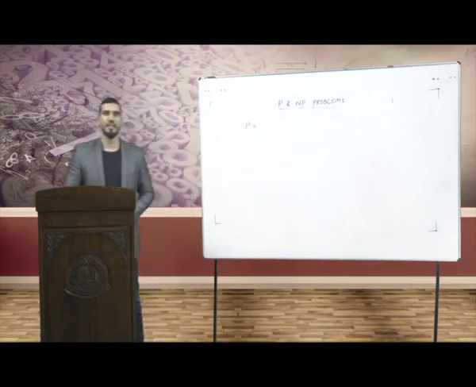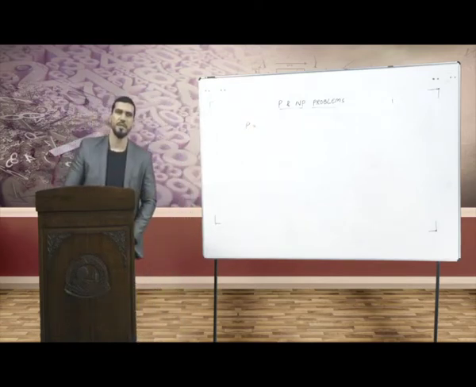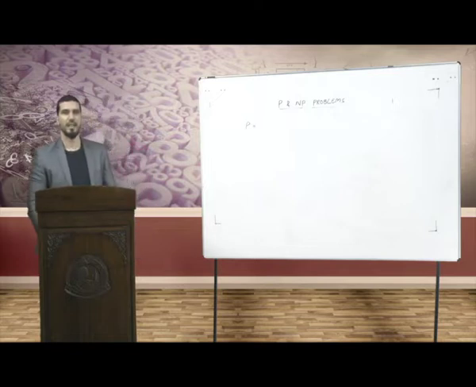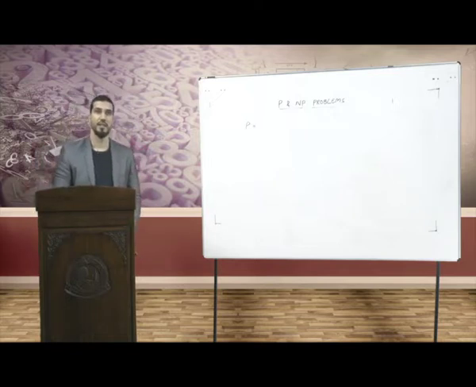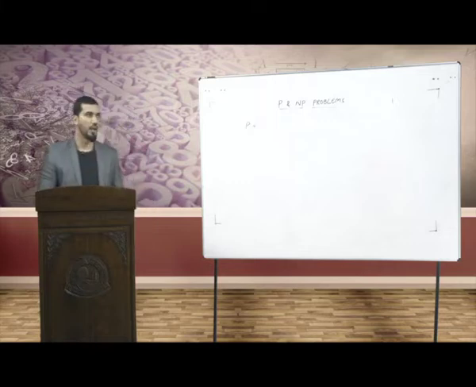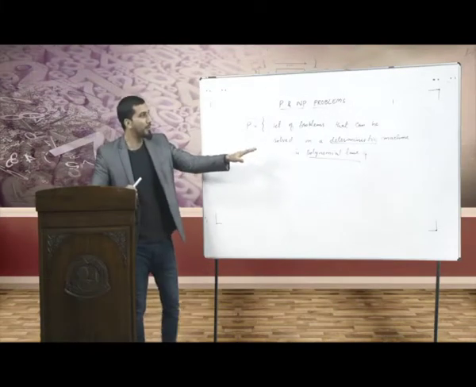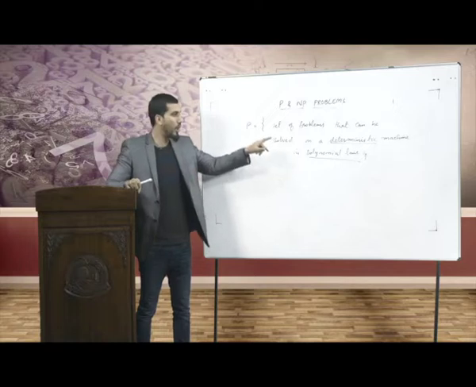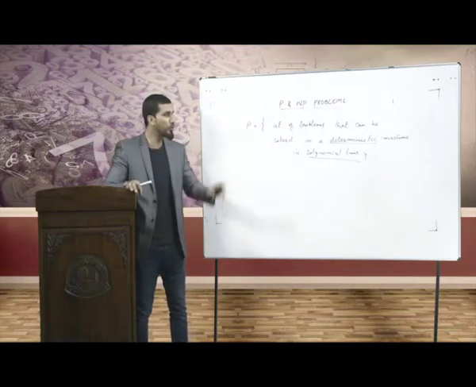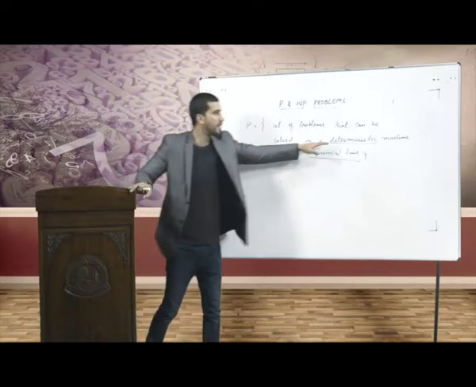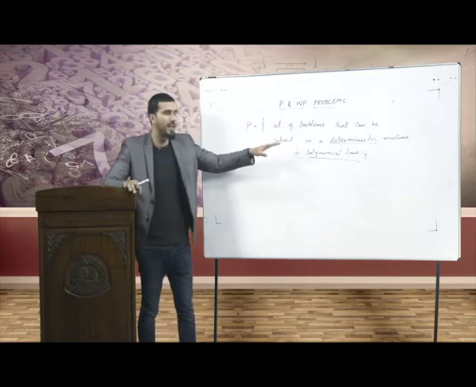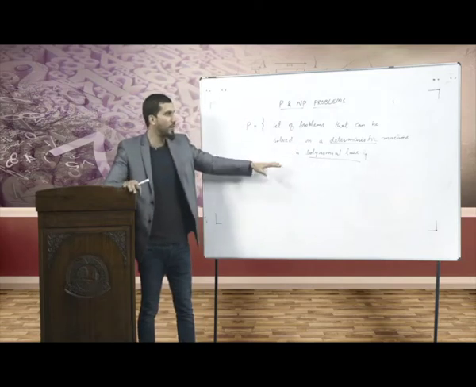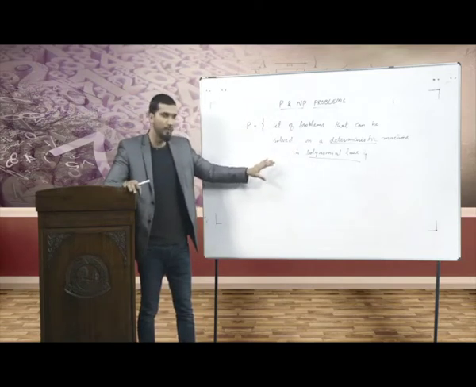Informally, we can say that P is the set of problems that are relatively easy. Then NP. NP is the set of problems that are very hard to solve. So P is the set of problems that can be solved by a deterministic machine in polynomial time. There are two things to understand here. One is deterministic machine. We will be defining this term after we introduce NP problems.